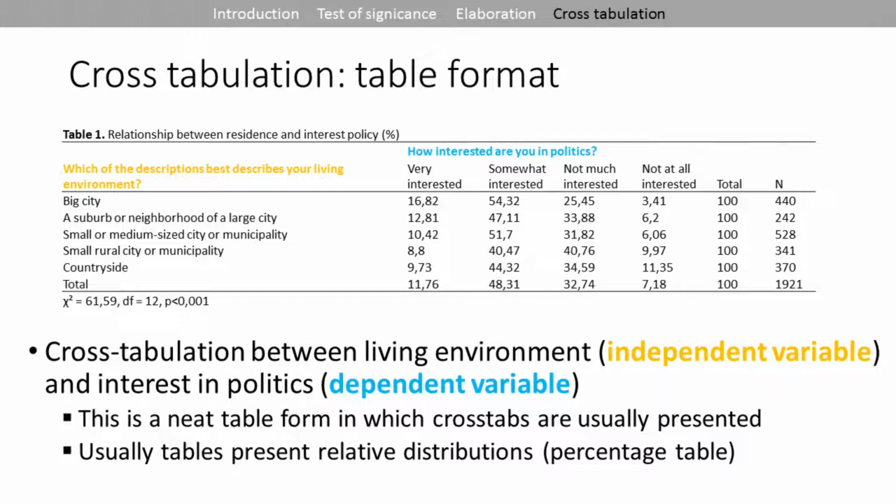So here we have a cross tabulation between living environment, which is the independent variable, and interest in politics, which is the dependent variable. And usually these kinds of tables are presented in relative distribution, per percentage table, basically.